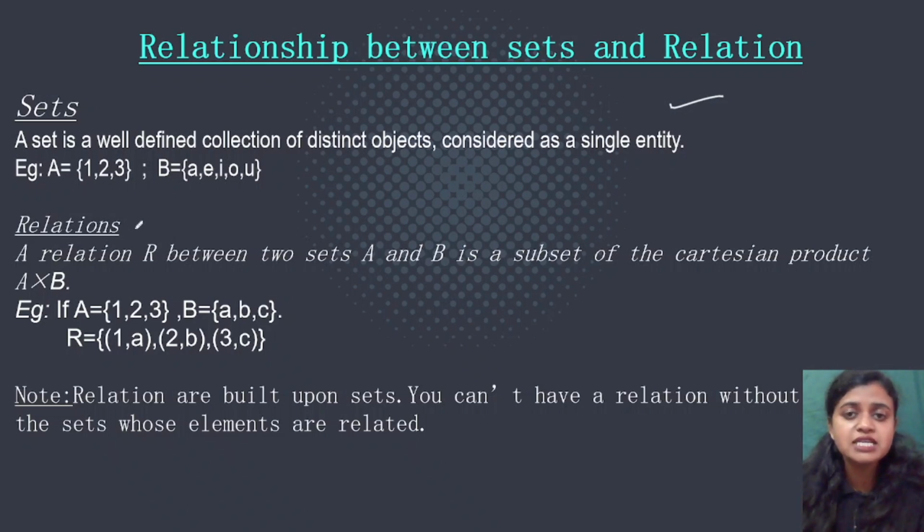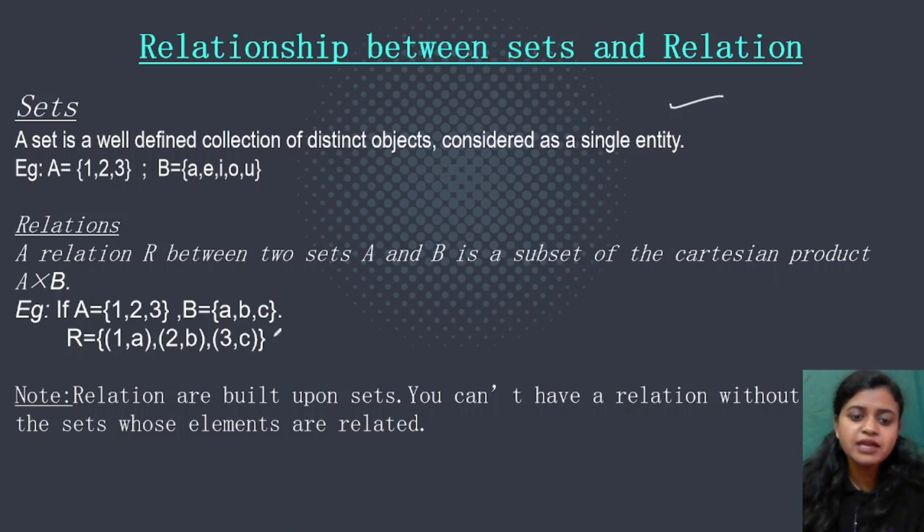Relation can be defined between two persons. Suppose there is a husband-wife relation. Suppose there is a mother and son relation. Suppose there is a teacher and student relation. So a relation can be between two or more than two persons. So relations are between two sets. A relation between two sets A and B is a subset of the Cartesian product A cross B.